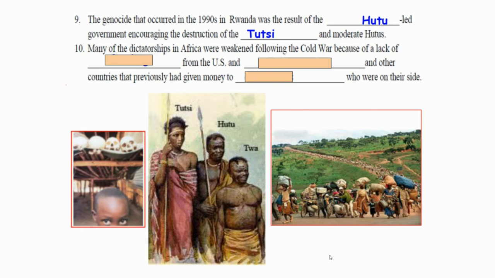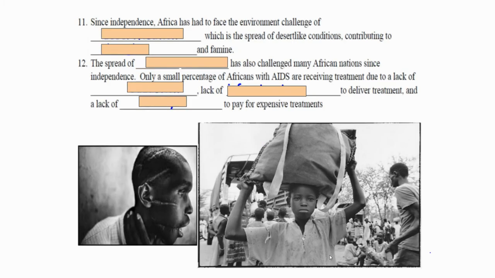There were also many dictatorships that were happening in the continent of Africa following the Cold War. A lot of that is because of a lack of funding from the U.S., also kind of the intervention of the Soviet Union and other countries that had previously given money to dictators who basically sided with them. One of the probably more well known leaders is a guy that we're going to talk about here in a moment.